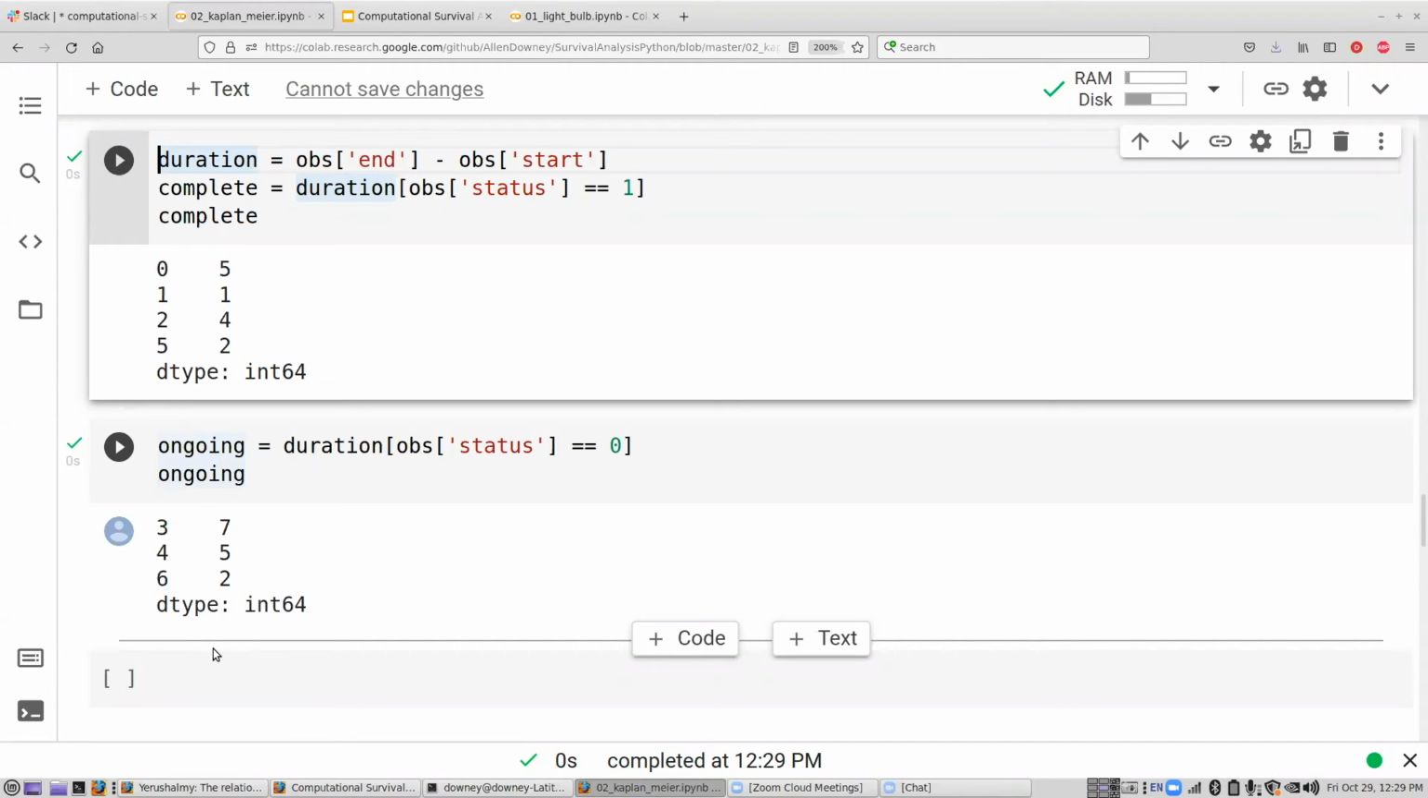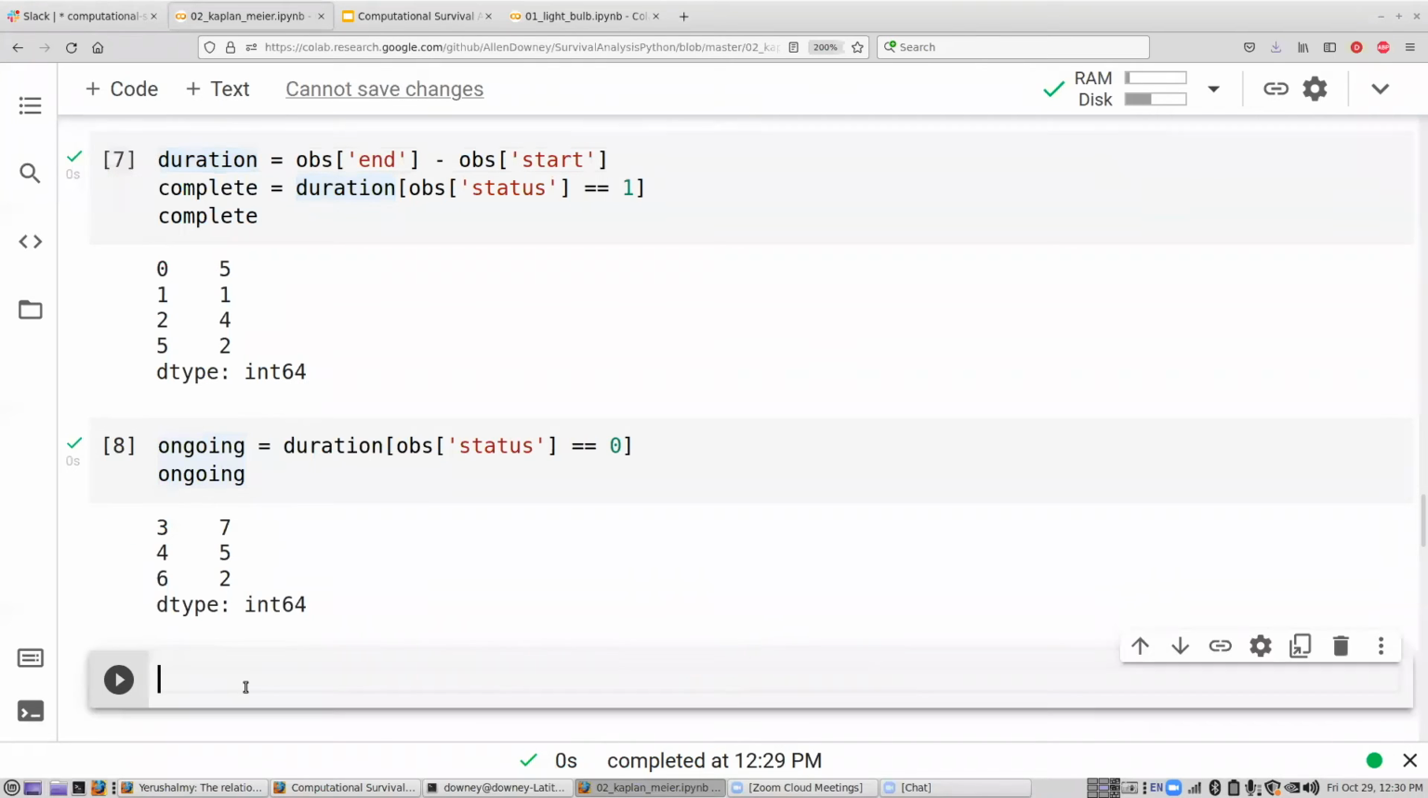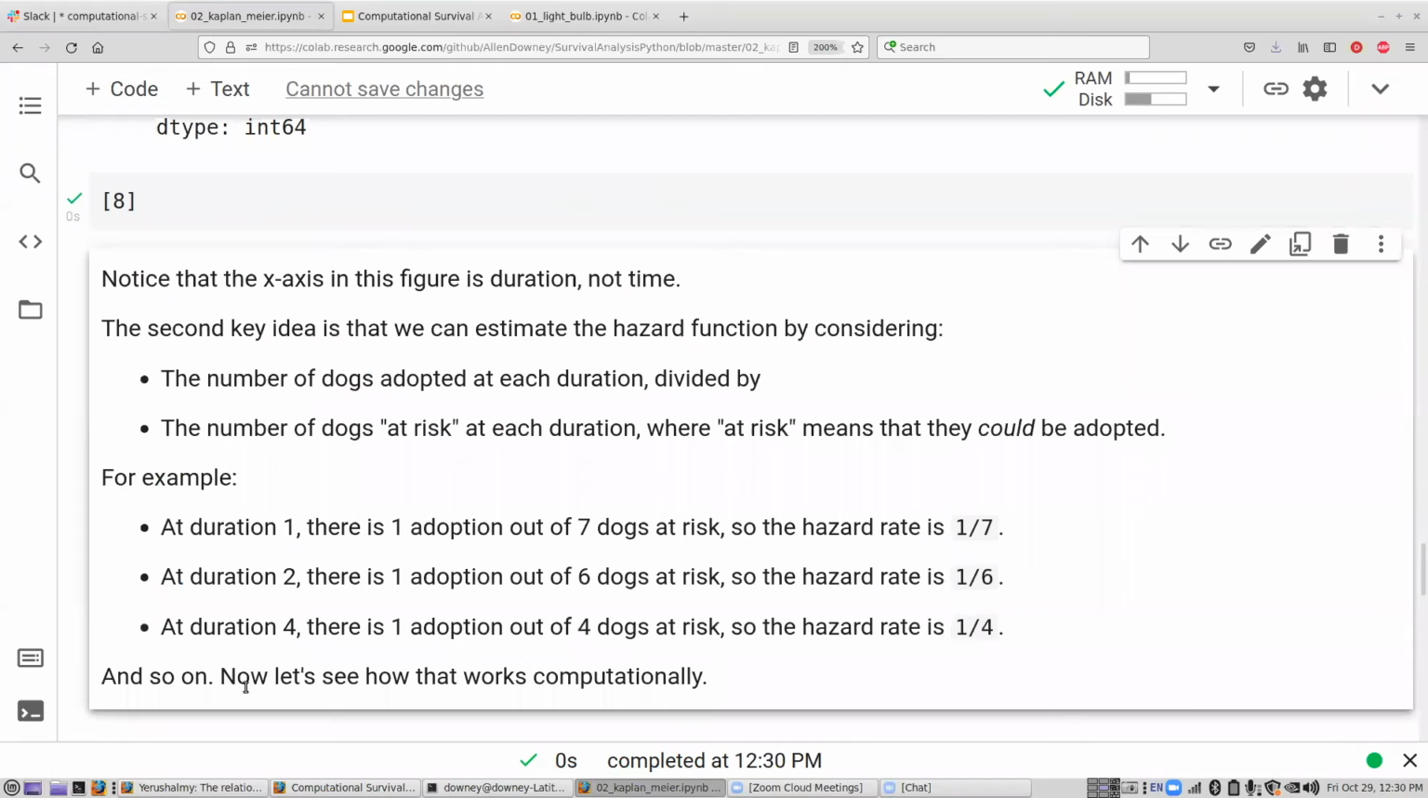Okay. So I've separated out my complete cases from my ongoing cases. And now I'm going to make a different PMF for each of them.